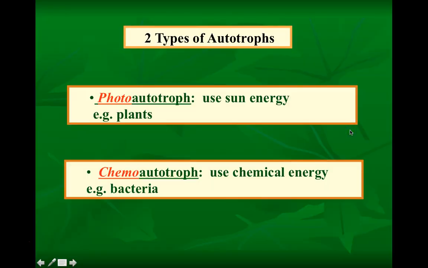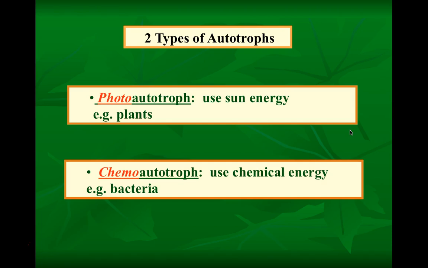There are two types of autotrophs. The first kind is a photoautotroph, which utilizes the sun's energy in order to make carbohydrates. Photo means light, so therefore the autotrophs, because they can make their own food, are utilizing it from a light source.